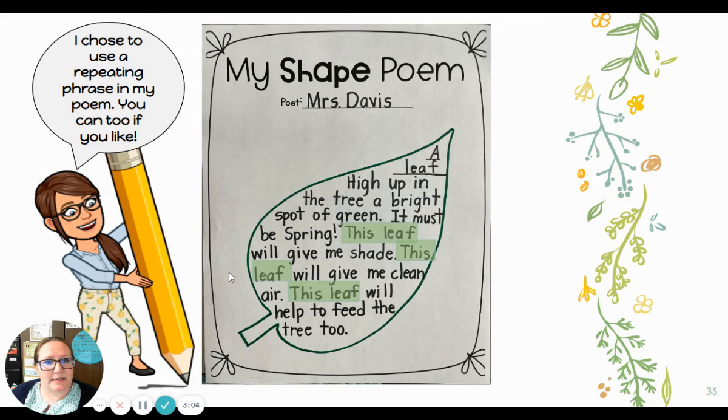You may have noticed that I chose to use the element of poetry, a repeating phrase in my poem. You can use that as well, or maybe you'd like to do rhyming in your poem or some alliteration. Miss Davis did repetition, so I repeated this phrase, this leaf. Notice I repeated this leaf 3 times in my writing. An element of poetry you might want to include.